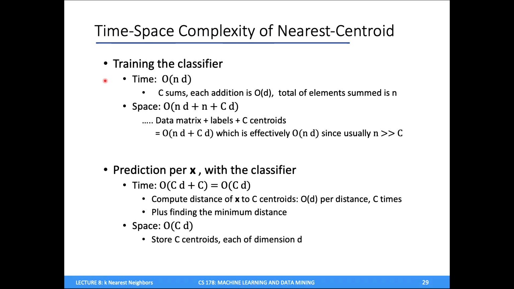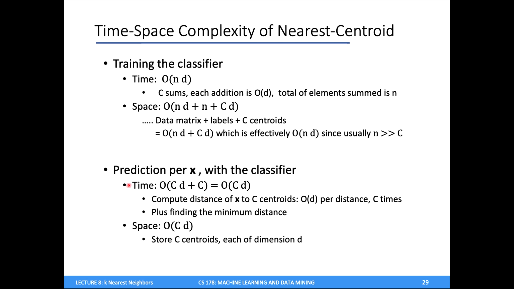In terms of prediction, to make a prediction for a single data point x with our model, the time complexity is going to be O(Cd + C) because we need to compute the distance between x and each of our centroids, and computing this distance requires O(d) calculations because we have to sum up the distance between each of the components of the data point x and that centroid. So this O(Cd) is computing the distance between x and the centroids. And lastly, this plus C factor is because we then need to find the minimum distance. We can do this linearly in the number of classes.